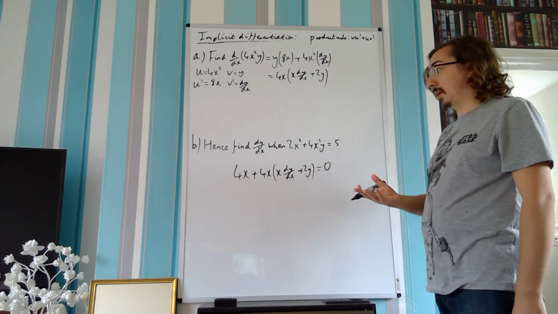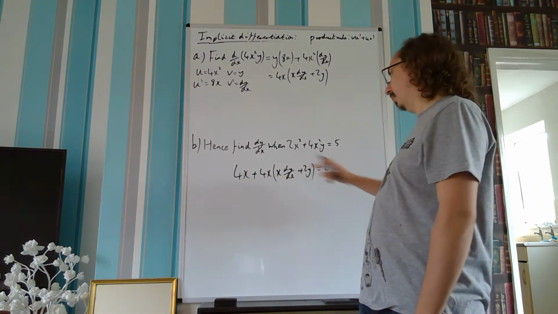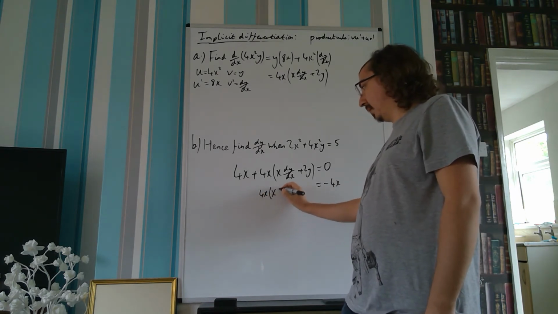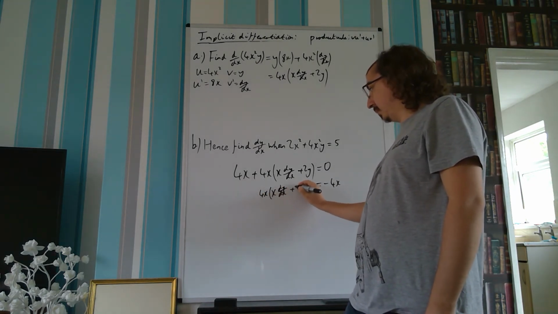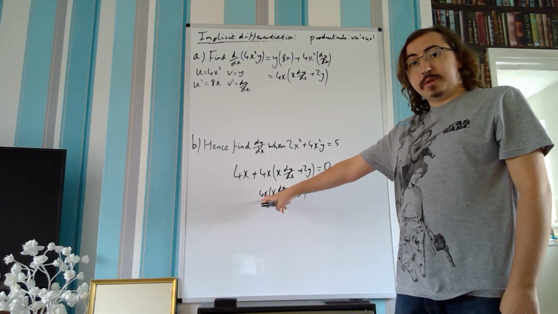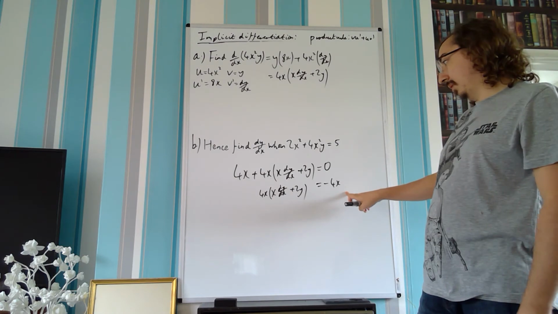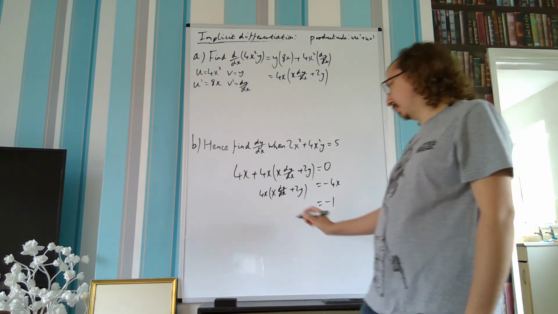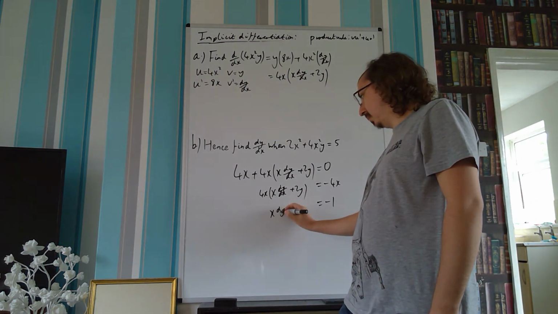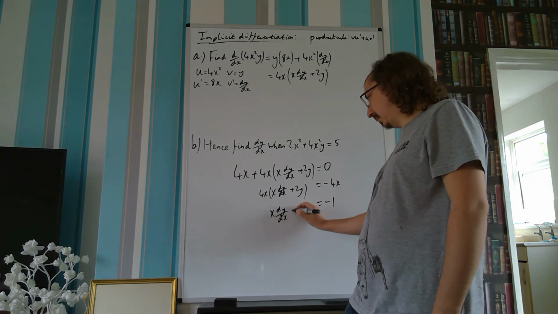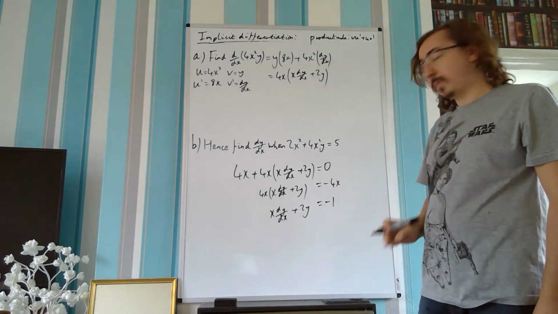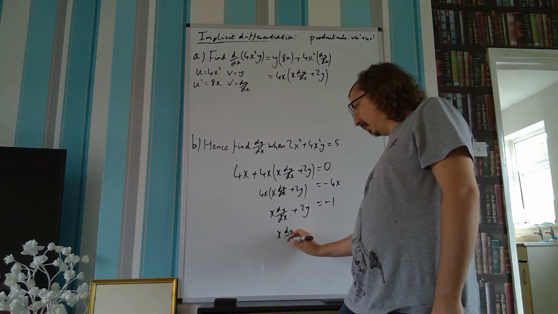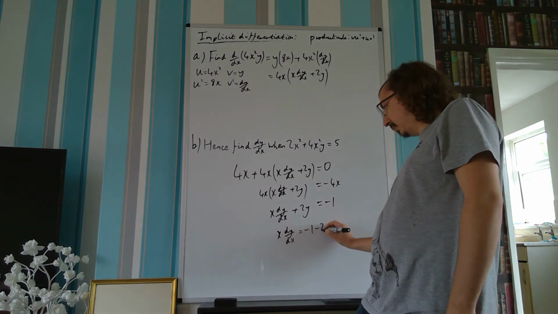So we want to get dy by dx on its own, so let's do a little bit of rearrangement. Move the 4x over, becomes a minus 4x. 4x times x dy by dx plus 2y. Times by 4x there, so when it moves, it becomes a division. Minus 4x divided by the 4x is minus 1. So you get minus 1 is equal to x dy by dx plus 2y. Move the 2y over, so that becomes a minus. So x dy by dx is equal to minus 1 minus 2y.